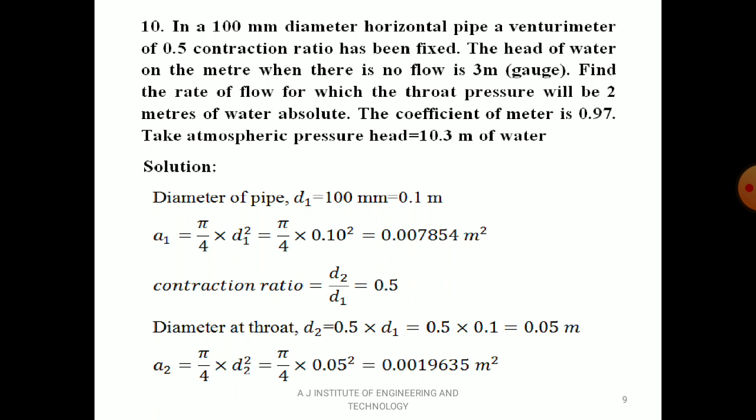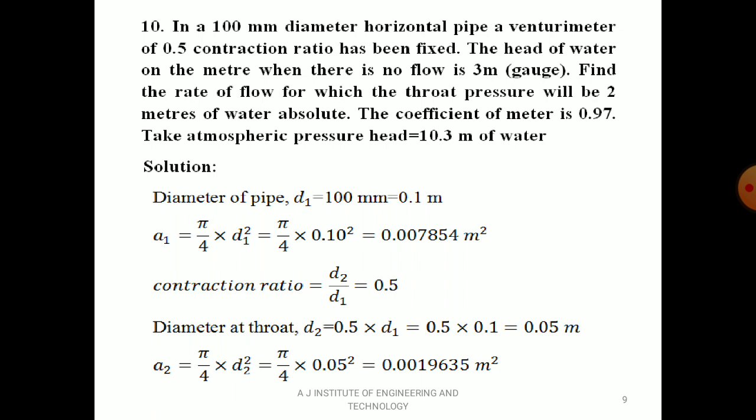So P2 divided by rho g is equal to 2 meter absolute. Absolute pressure is a total pressure. But what about the other pressure? The head of water on the meter when there is no flow. That means if this is P2 by rho g, then it should be P1 divided by rho g. So P1 divided by rho g is equal to 3 meter gauge. So it is a gauge pressure.